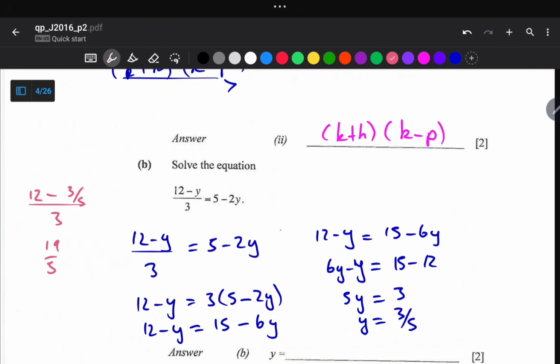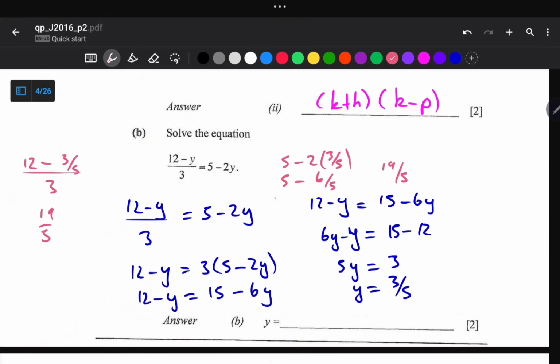Okay, and then for the right hand side, we are having 5 minus 2 multiplied by 3 over 5. So it is now 5 minus 2 multiplied by this, it gives us 6 over 5. So 5 minus 6 over 5 gives us 19 over 5. So our correct answer is 3 over 5 for y. So y is equal to 3 over 5.